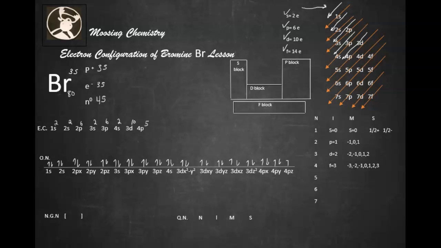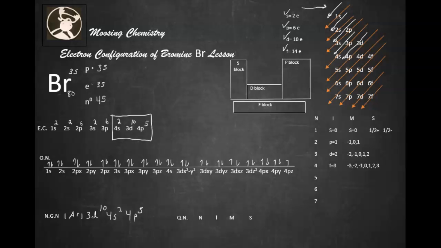Now, what about our noble gas notation? Well, if you look at bromine, it looks like it's right beside krypton. But you can't use krypton because it comes after bromine. So you have to go back and use argon. So argon goes in there, and then we're going to take our valence shell, which is this one right here. That'll give me 3d10, 4s2, 4p5.